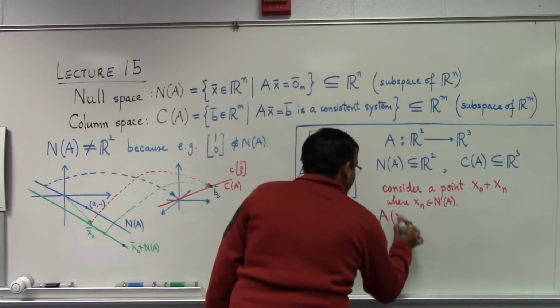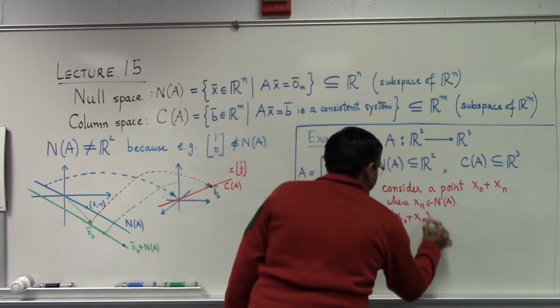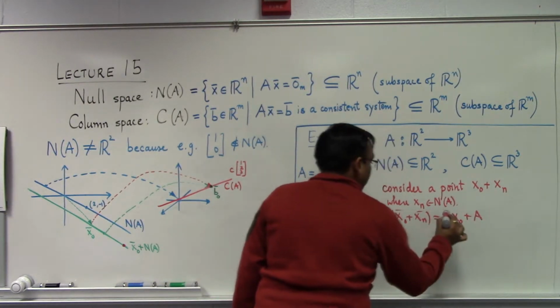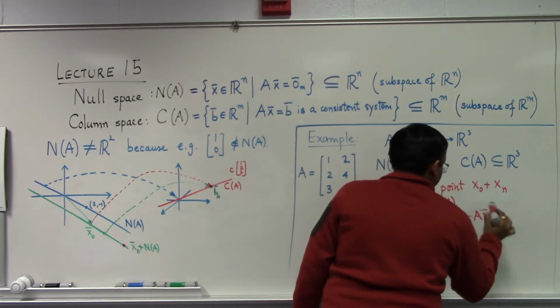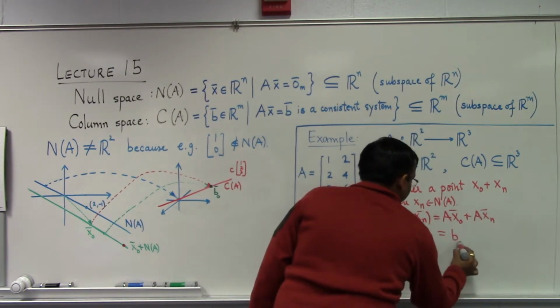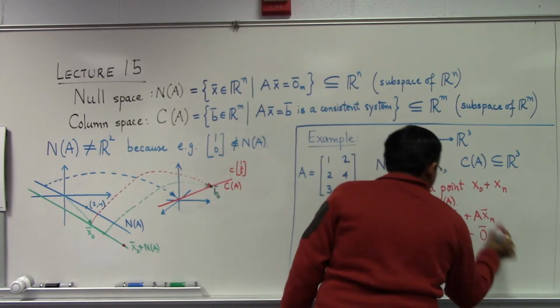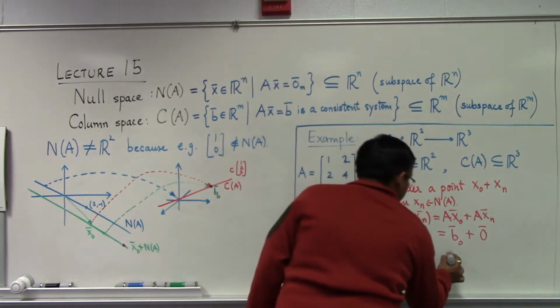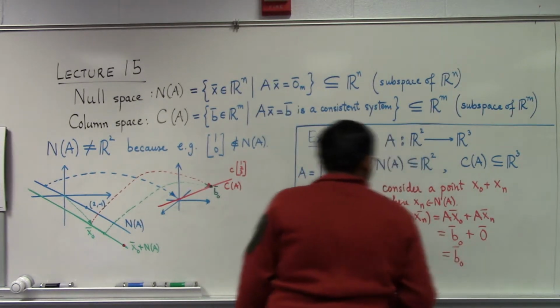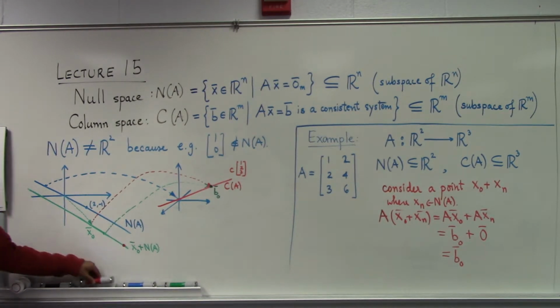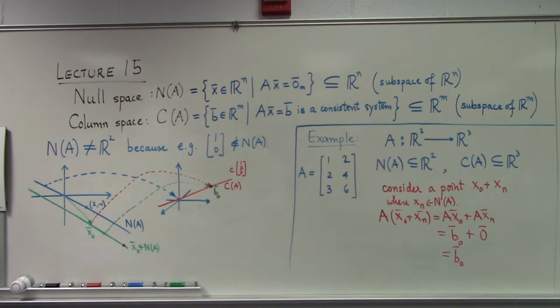Then let us consider what will happen to Ax0 plus xn. By linearity, this will be Ax0 plus Axn. Ax0 is b0. Axn would be the 0 vector because xn belongs to the null space. Hence, this vector maps to the b0 vector. So anything which lies on this translate of my null space will give me a solution to that equation.